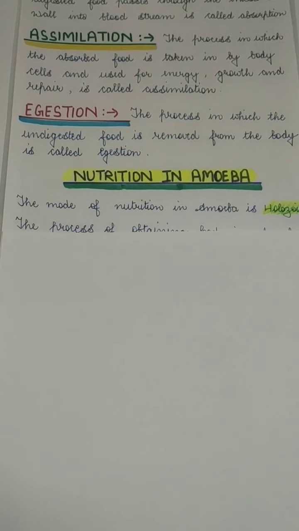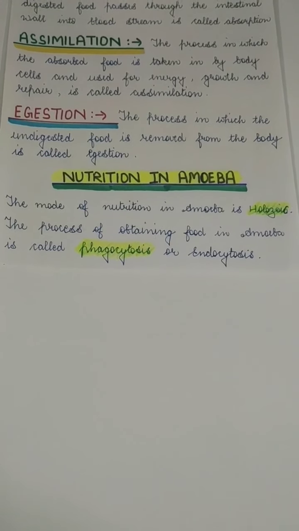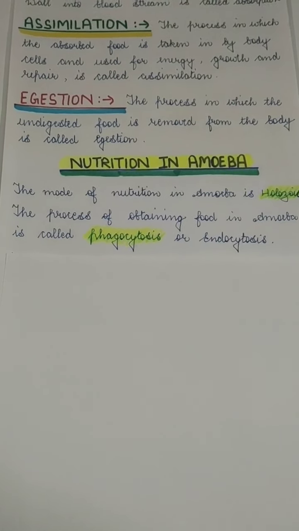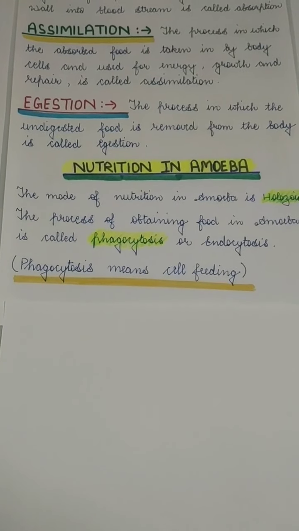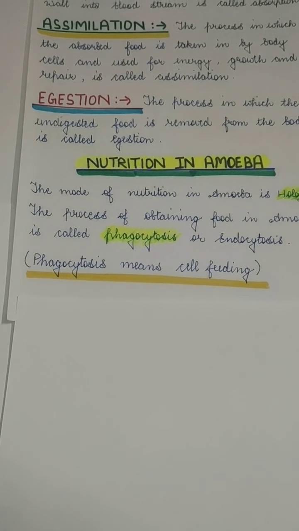Now, the process of eating the food in amoeba is called phagocytosis, or we can also call it endocytosis. So the process of obtaining food in amoeba is called phagocytosis. Now phago means cell and cytosis means eating. So eating of a cell is called phagocytosis.